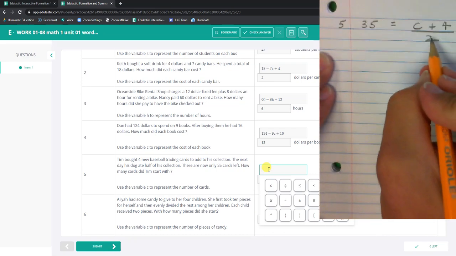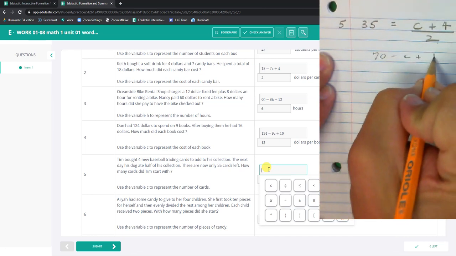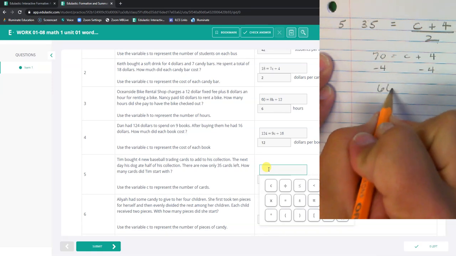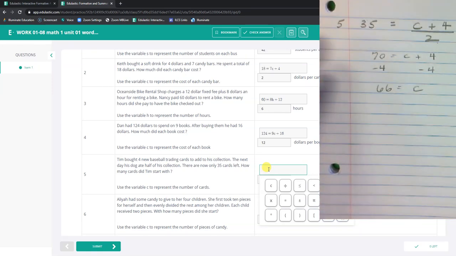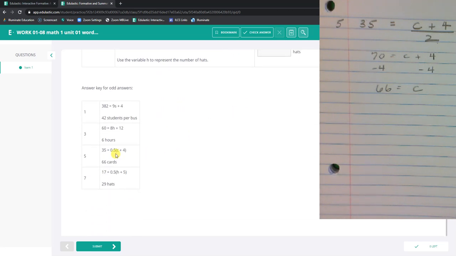Let's solve this. Multiply both sides by 2. 70 equals C plus 4. Subtracting 4, 66 equals C. Let's check it with our answer key. Okay, so it's written a little bit differently than the way I had it written. I had it as C plus 4 divided by 2, and here it's C plus 4 times 0.5, which is the same thing as division by 2. Let's see if it'll accept my answer.